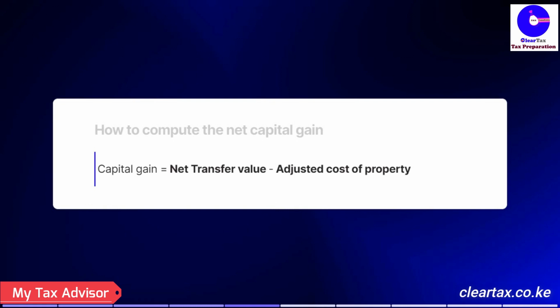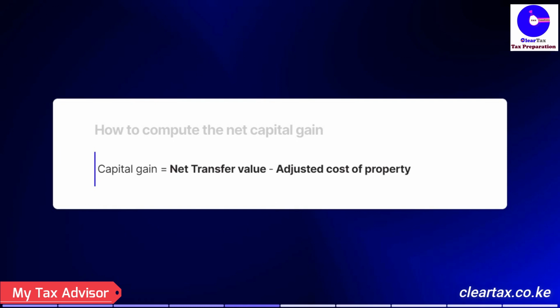The other one is the adjusted cost of property. So the adjusted cost of property is, I bought this property for 5 million, for instance. And when I was buying it, I had some expenses. For instance, I had to pay a lawyer, I had to pay a valuer, I had to pay surveyors to establish beacons, and so on and so forth. And then after buying that property, I've done enhancements to that property so I can preserve value. I've dug boreholes, I've planted trees, I've erected the fence. So all those expenditures, you add them together and they form what we are calling the adjusted cost of property.